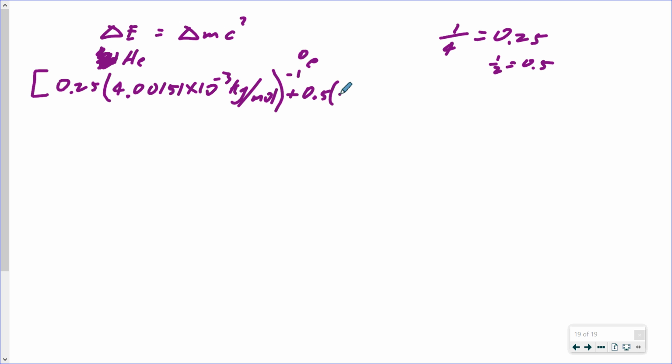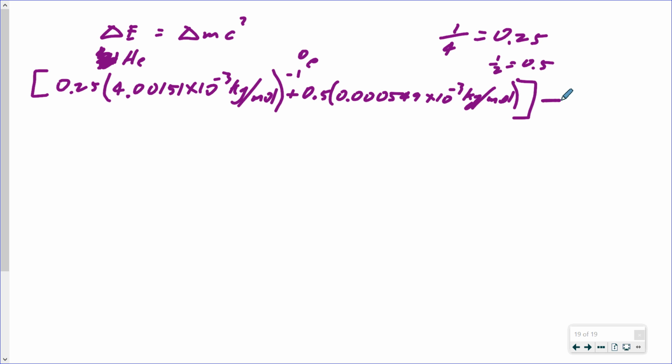That is a really, really, really small number, 0.000. Make sure you don't miss a 0 in there. Again, it will make a difference in terms of your calculations. 549, same thing, times 10 to the negative 3 kilograms per mole. So now I have my two products.